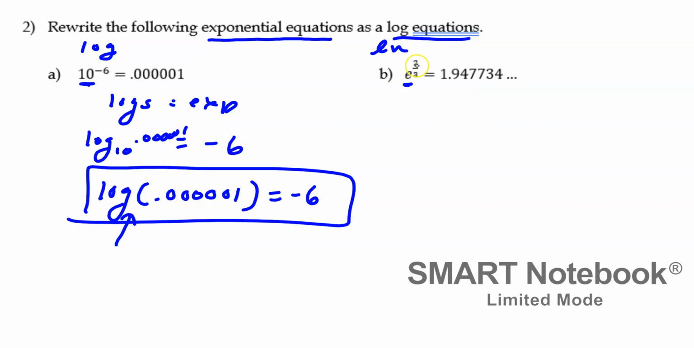In part B, the exponent this time is 2/3, so logs are exponents, we must be equaling 2/3. So if we're saying log base e, that's really ln. So it'd be ln of 1.947734 equals 2/3. I'm going to write that more neatly.